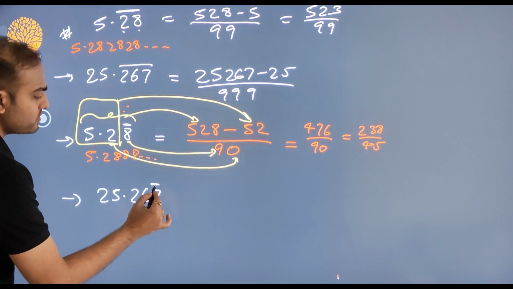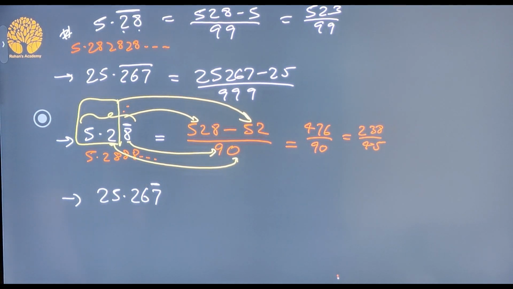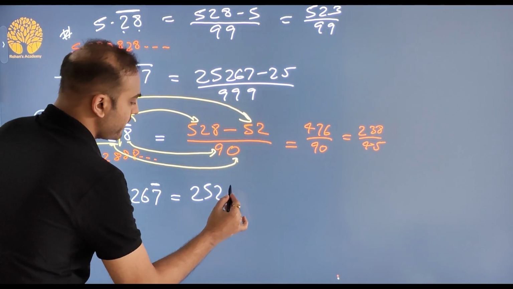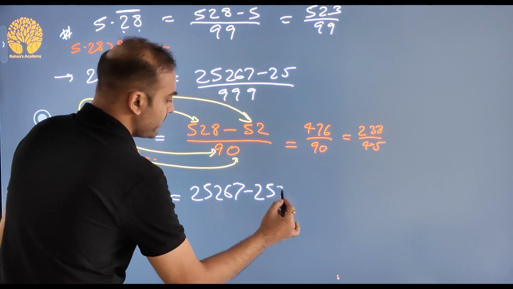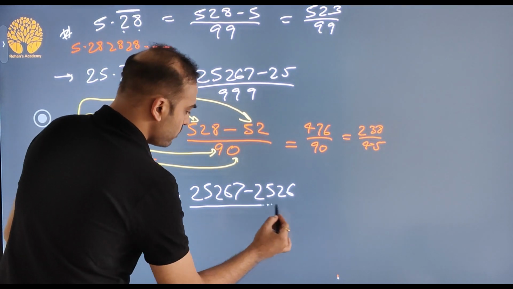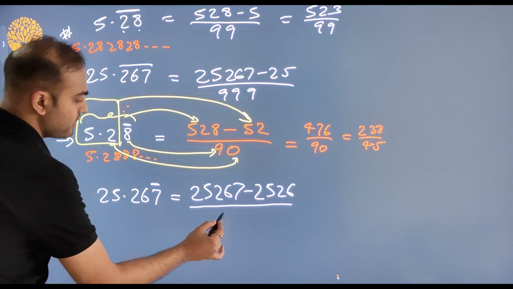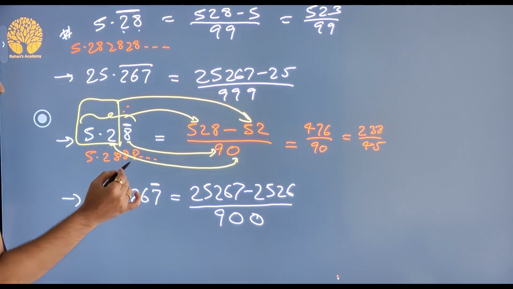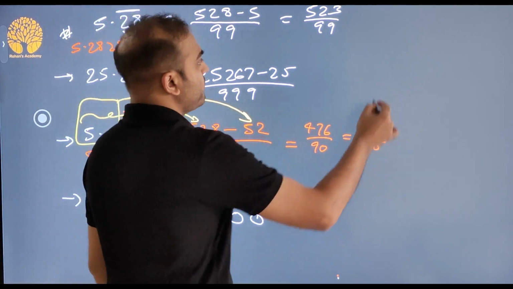25.267, the bar is only on 7. Okay, yes, 25267 minus 2526 whole divided by 9 normal decimals to 0 0. Okay, let's look at one more example.